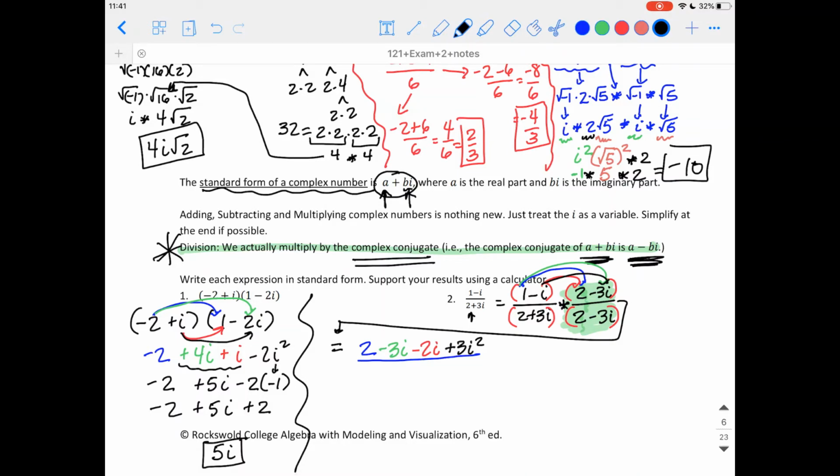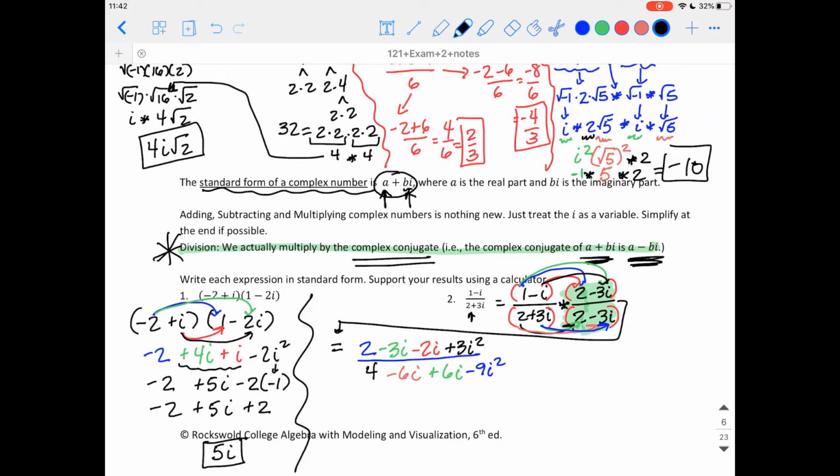Now I'm going to do the denominator. So 2 times 2 is 4. 2 times a minus 3i is a minus 6i. And then I have 3i times 2, which is going to be a plus 6i. And then plus 3i times minus 3i is going to be minus 9i squared.